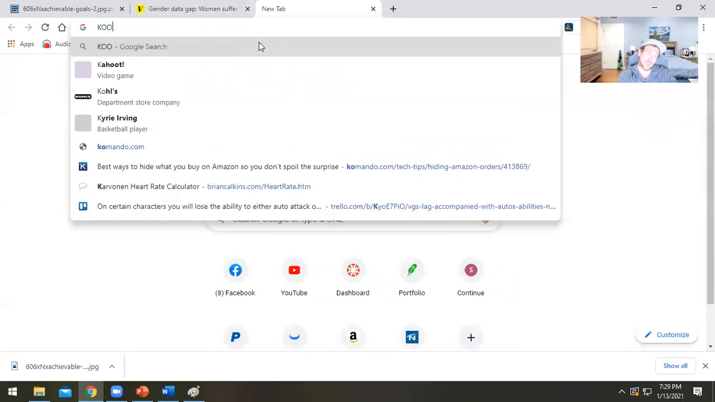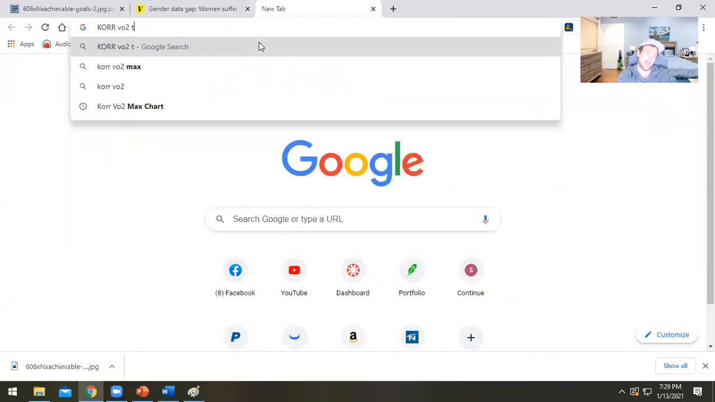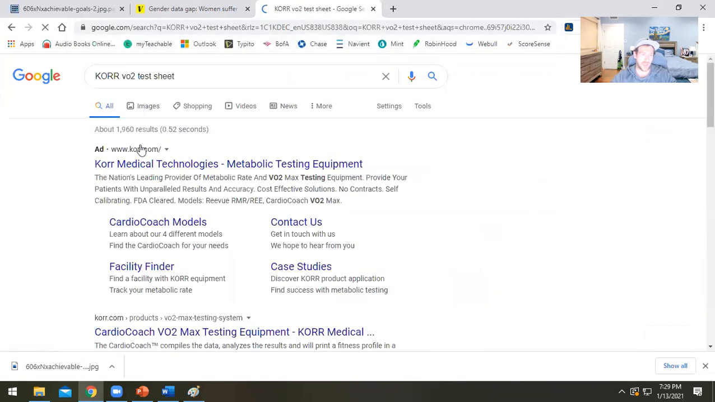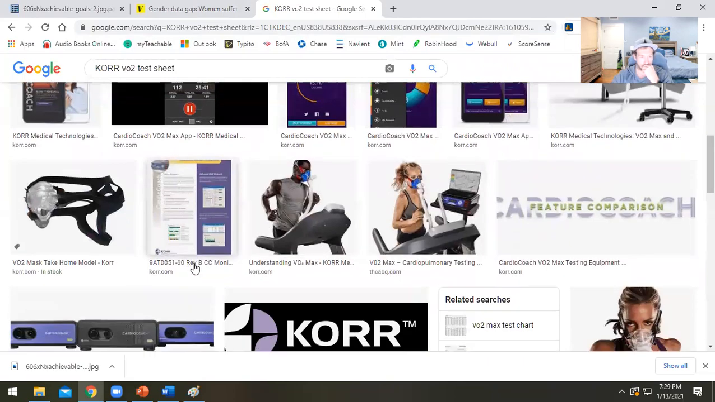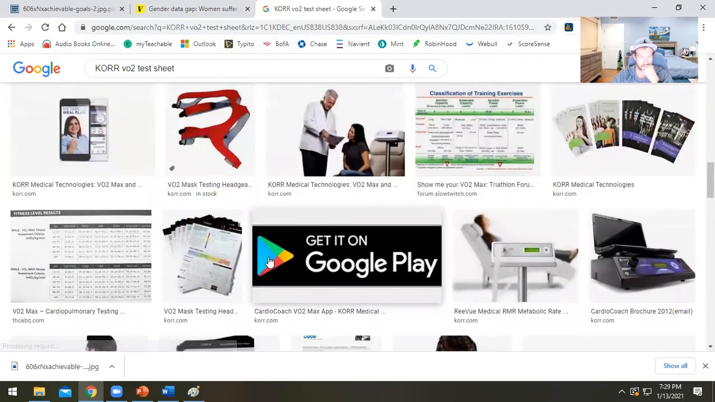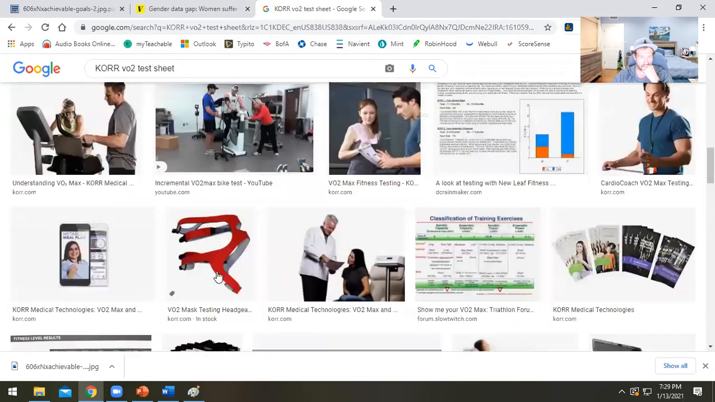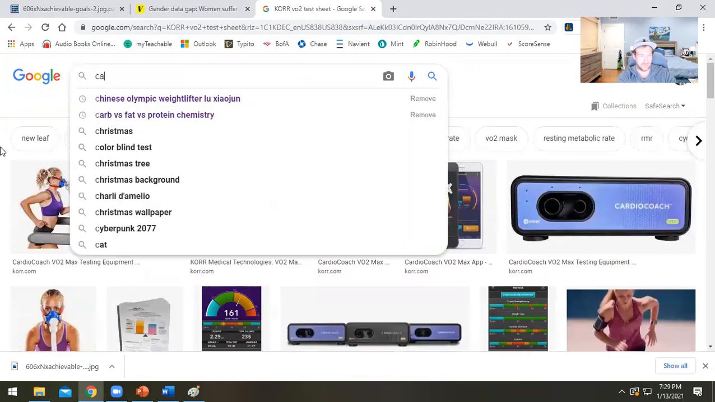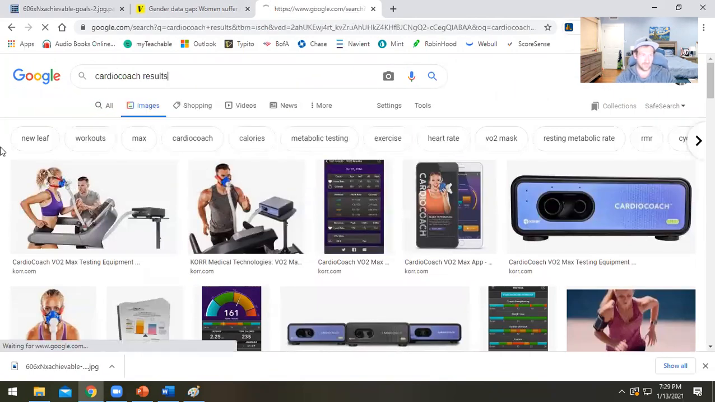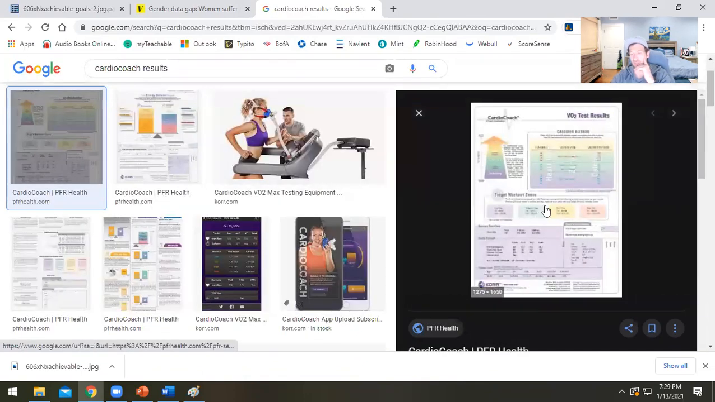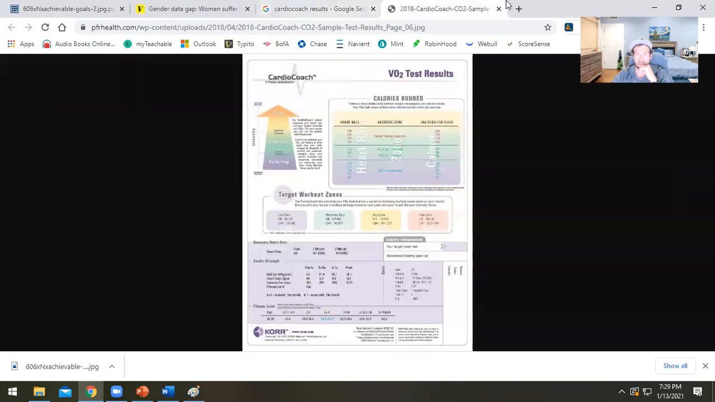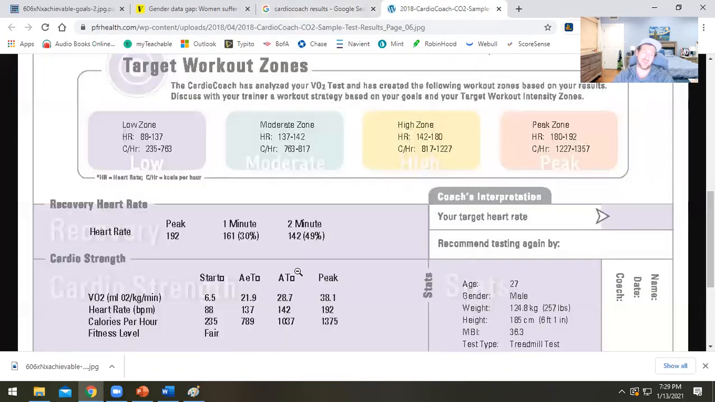Let's see here. Let me show you what that looks like. There we go. So a lot of times they'll give you a print that looks like this. Please be high res. Yes.